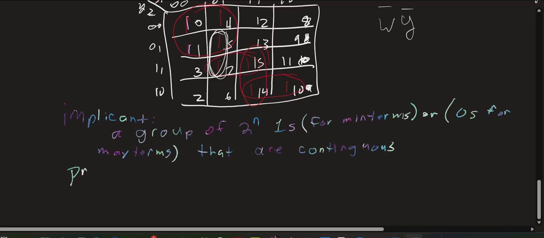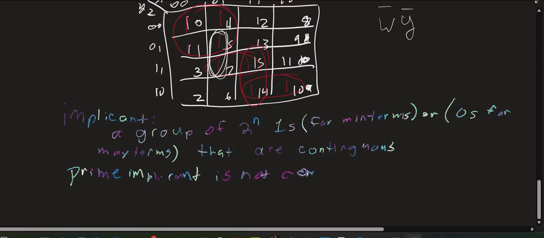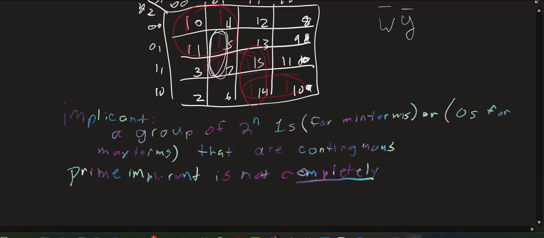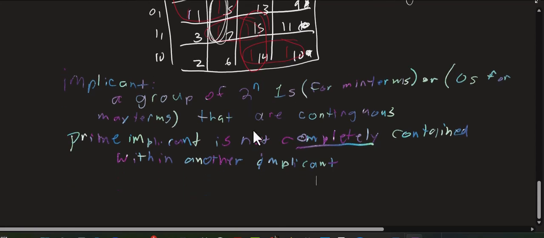A prime implicant is not completely contained within another implicant. So that's a prime implicant.